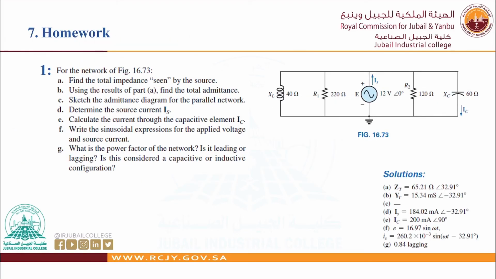Now, this is the homework. I need you to find the total impedance seen by the source. Using the result of part A, find the total admittance. So we know that impedance is Z, admittance is Y. Sketch the admittance diagram, this is very important. Determine the source current. Calculate the current through the capacitive element.